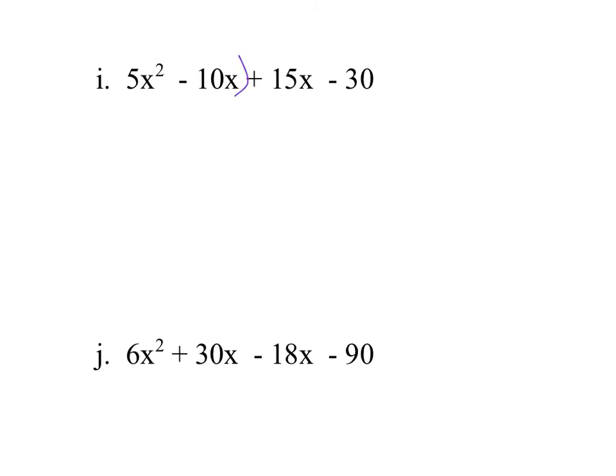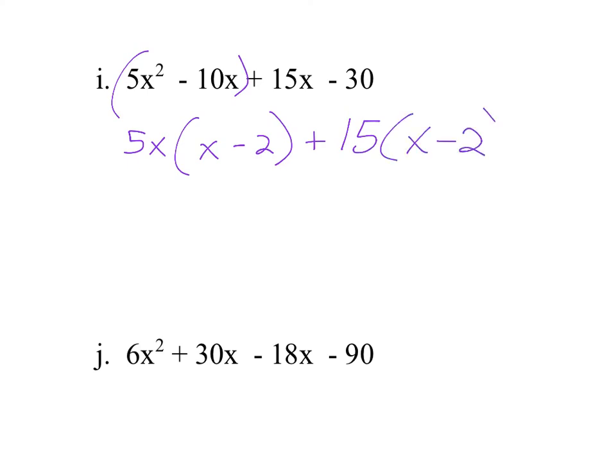All right, on this one, I pull out a 5x, x minus 2. These two, they both have 15 in them. So I can pull out a 15, and I'm leaving behind x minus 2. Yay, means I can factor it. X minus 2. What was left behind was a 5x plus 15.